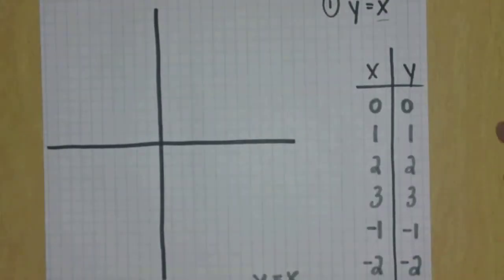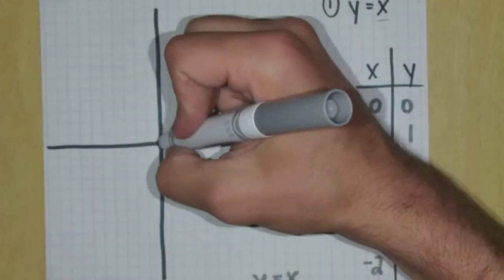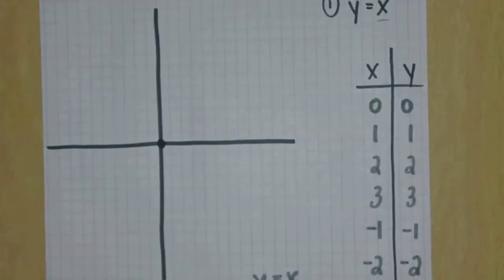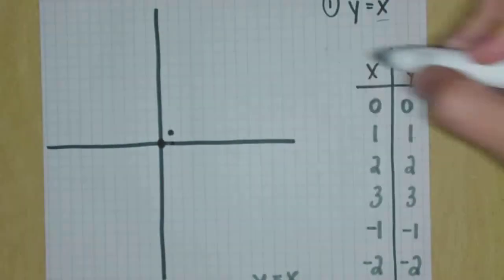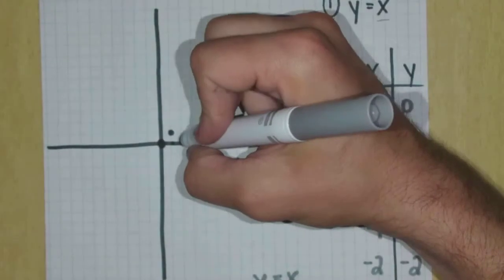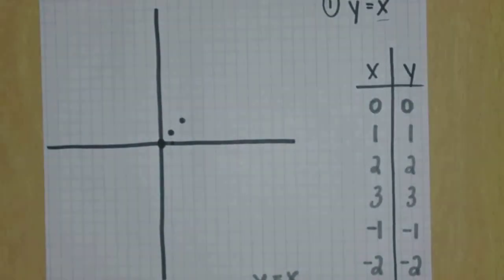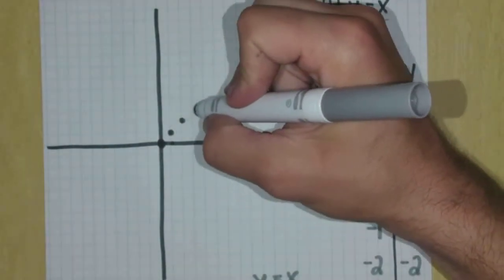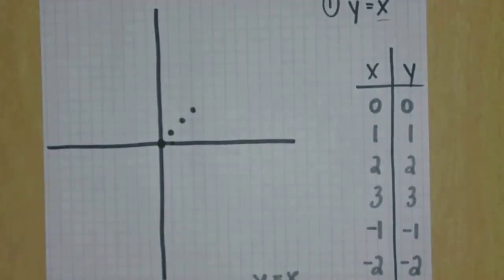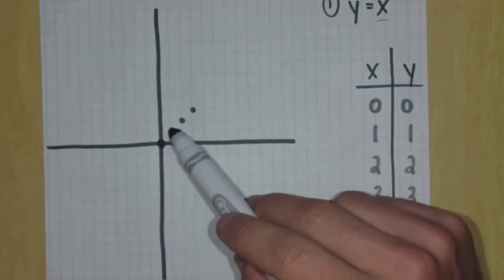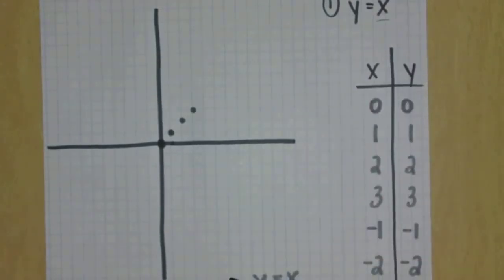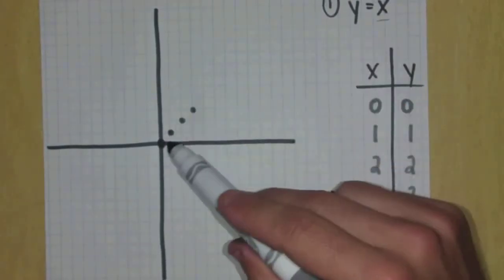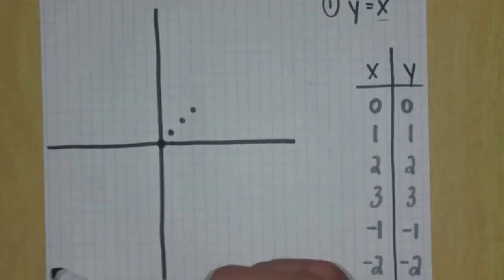Now, we broke out the graph paper just for this. 0, 0, right on the origin. 1, 1, that means I'm going to go 1 in the x direction, 1 in the y direction, plot my point. 2, 2, 2 in the x, 2 in the y, plot my point. 3, 3, 3 in the x, 3 in the y. You can already start to see I've got that diagonal line going right through my origin, which hopefully some of you already knew. When y equals x, that means whatever x is, that's what y is, and it creates that diagonal line right through the origin.